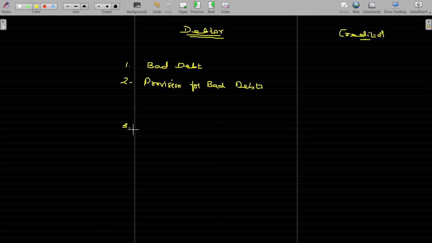And the third adjustment is all about discount on debtors. And fourth one will be provision for discount on debtors.